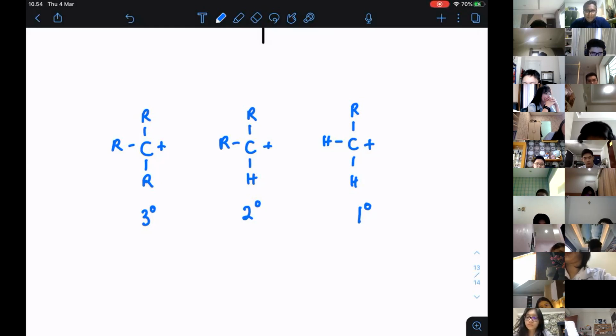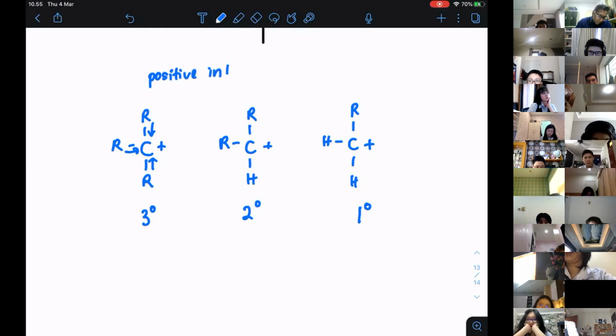Do you guys remember what the function of the R group, the alkyl group, is? The alkyl group has the tendency to push electrons. It means the tendency to donate electrons. So when the electron goes in, the positive charge of that carbon is going to be decreased. So this makes what we call a positive inductive effect.